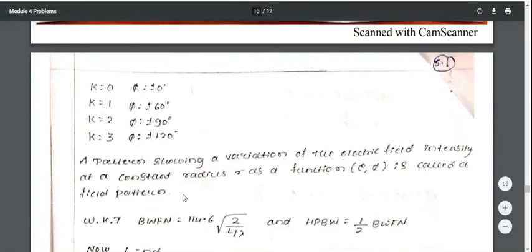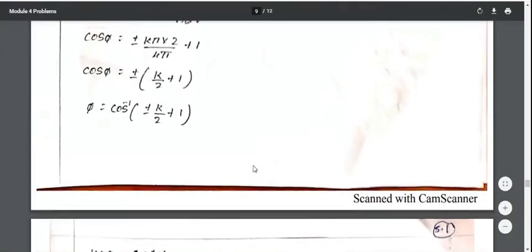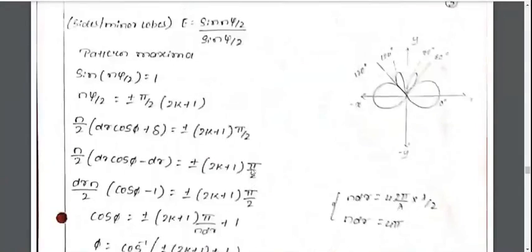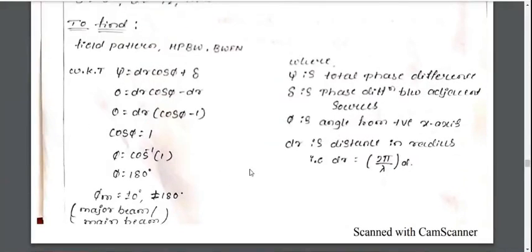Now what exactly is the field pattern here? Just a definition: a pattern showing the variation of the electric field intensity at a constant radius r as a function of theta and phi is called a field pattern. Okay, a simple definition has been given. Now what we have to find out is the phi value at pattern maxima, the phi value at pattern minima, and also the phi value when we have a major beam.